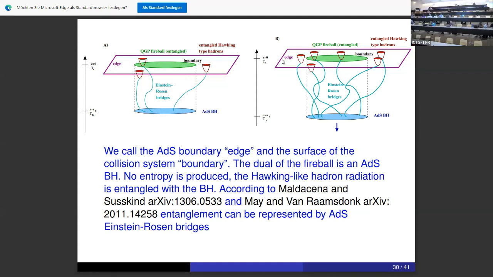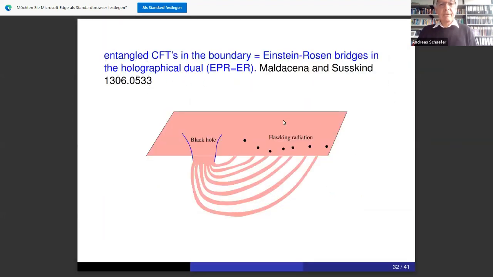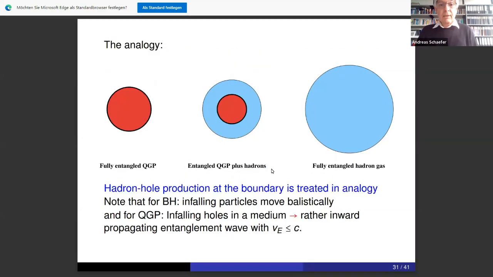And then you see that as this progresses, you emit more and more of these. Just copying an idea actually from Maldacena and Susskind, you can think of this kind of Hawking radiation to be related to a remnant of the black hole. In our case, it's a remnant of the fireball, by Einstein-Rosen bridges in this additional dimension. So the idea is in just the boundary theory, you form a fireball, you emit hadrons, however, everything is quantum entangled, the hadrons are entangled with one another.